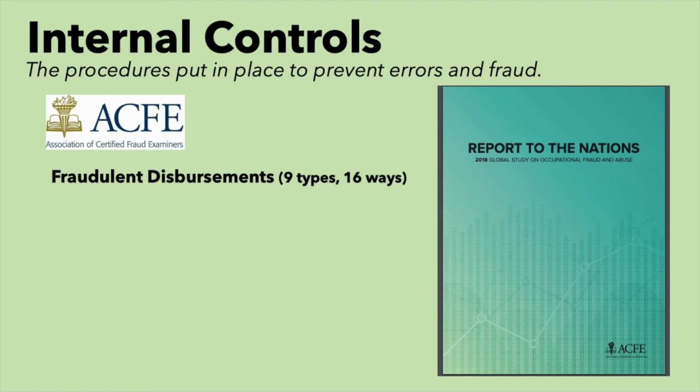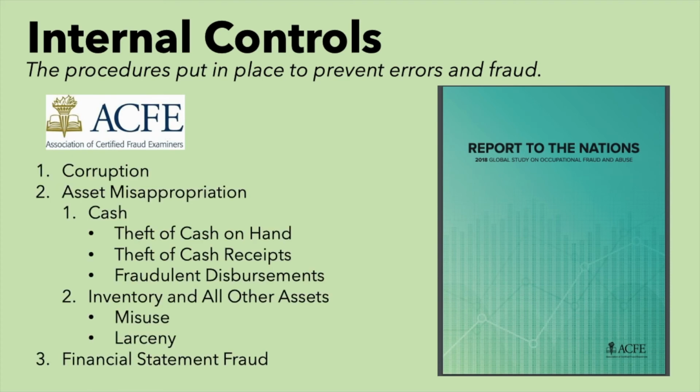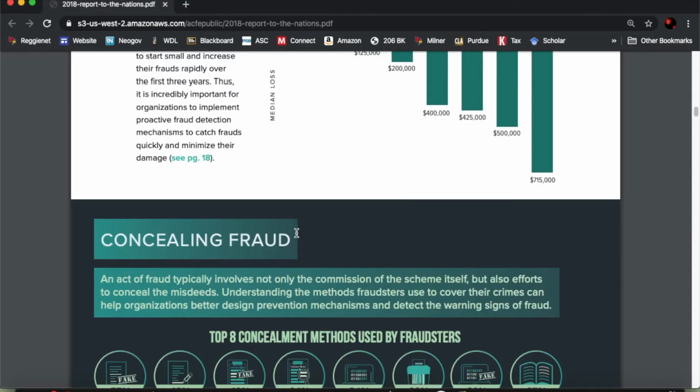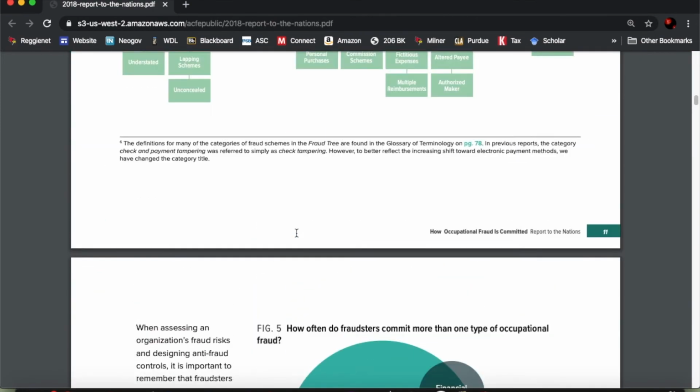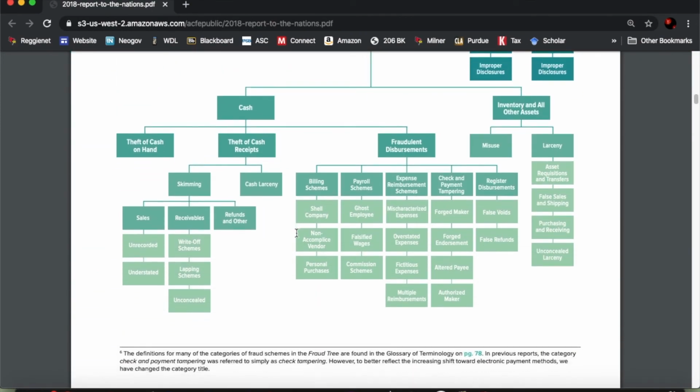So I want to look at one of those related to the fraud of cash, stealing of cash, theft of cash. Fraudulent disbursements. There are 9 types and 16 ways that cash can be taken. So I'm going to go back to this screen here.